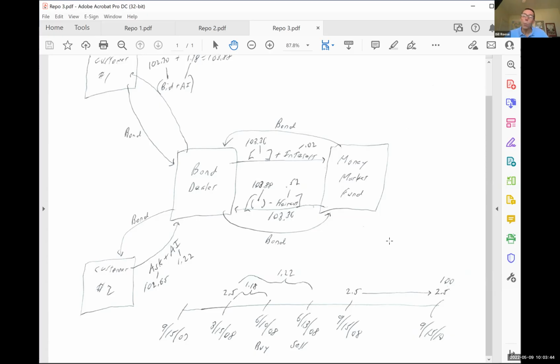So I hope you're able to follow through that. If you had the notes in front of you, that should help to be able to follow through on some of the numbers. And now you're a little bit more well educated on how a repo works.